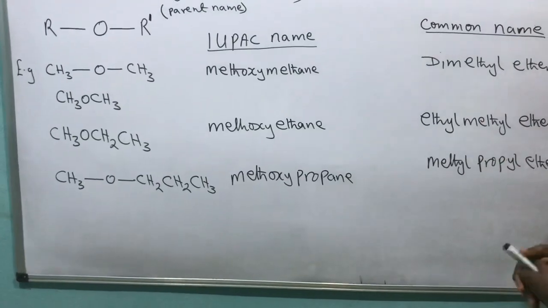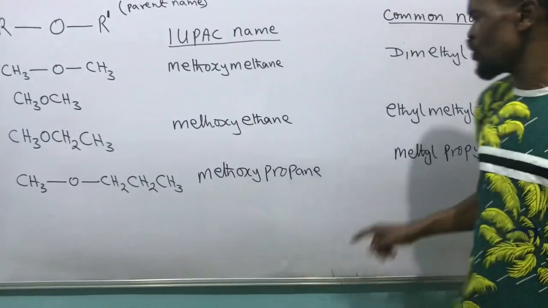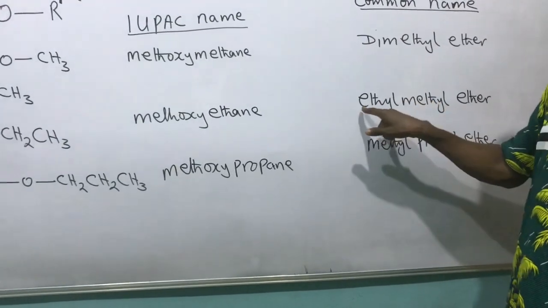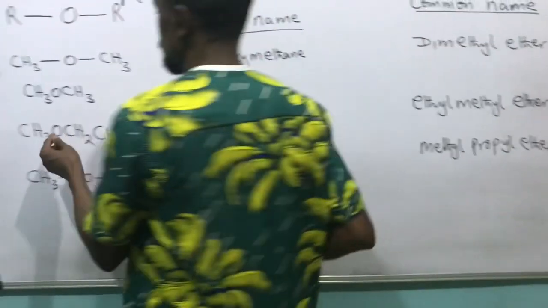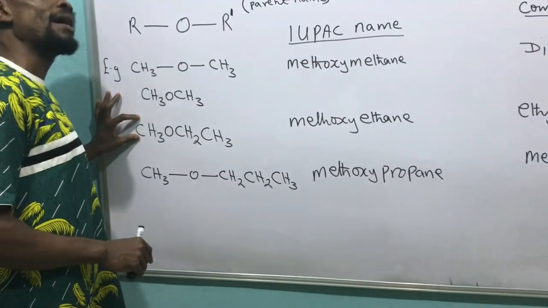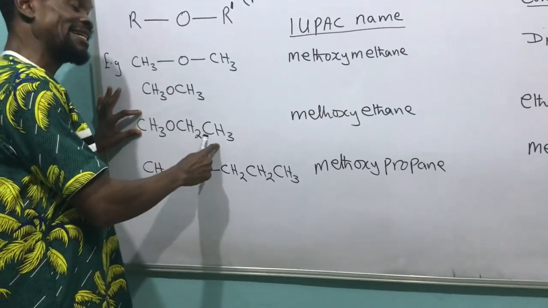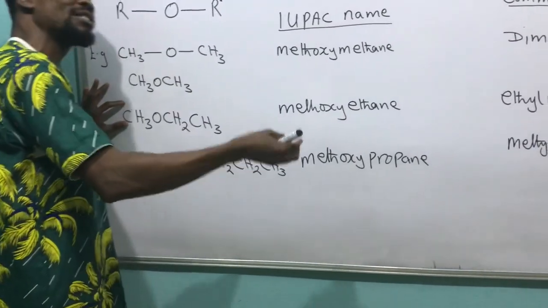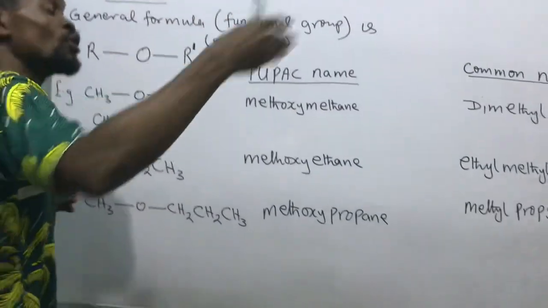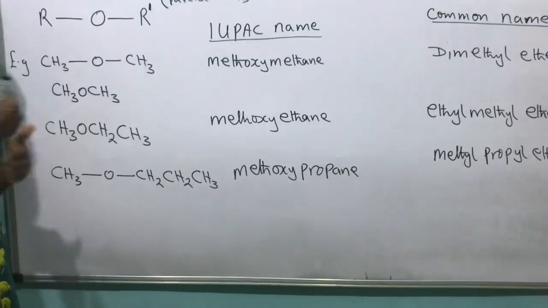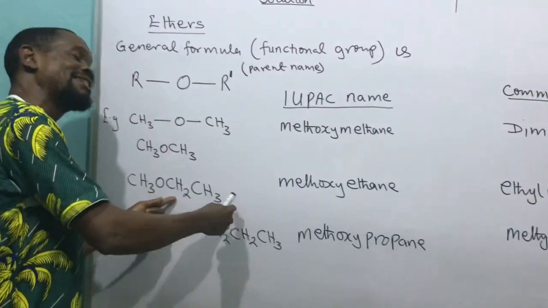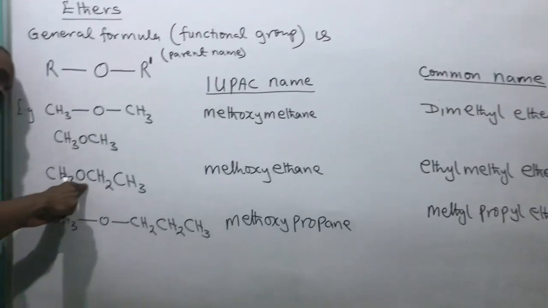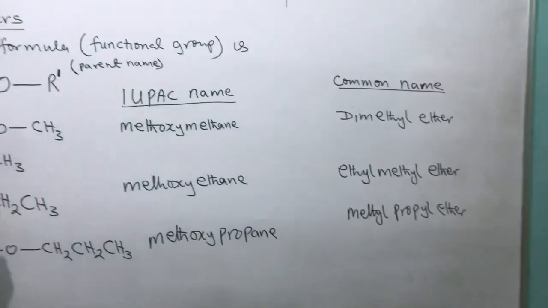Then the common name for this will be what? I will mention E before M. I will now check it. This is methyl, this is ethyl. Then I will first of all mention ethyl, because it comes first in alphabetical order. This one is ethyl, this one is methyl. So I will say ethyl methyl ether.